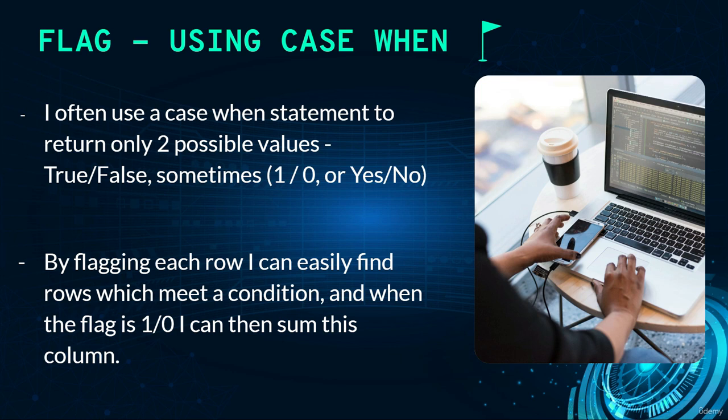Okay, so in this section we'll look at a flag which is created using a case statement, and I often use this to show only two possible values. So usually it'd be 1 or 0, or you can make it true or false or yes or no. And when the condition is met, it returns 1, and if it's not met, it will return 0. You can then sum the column if you are returning 1.